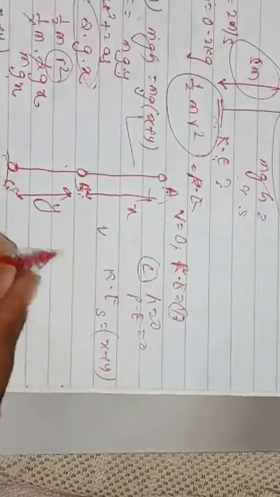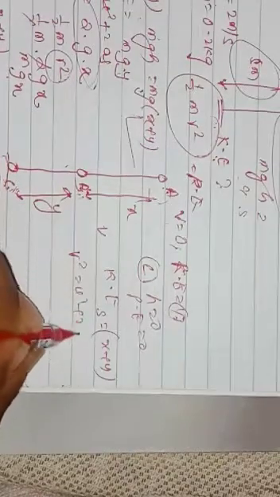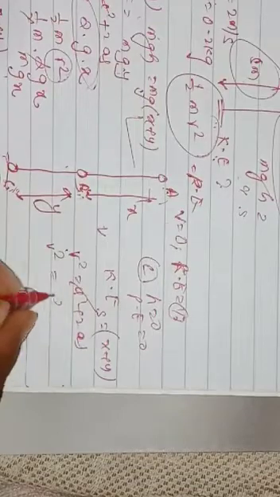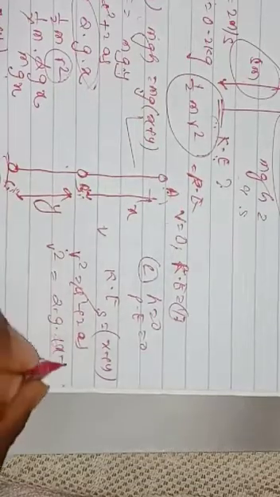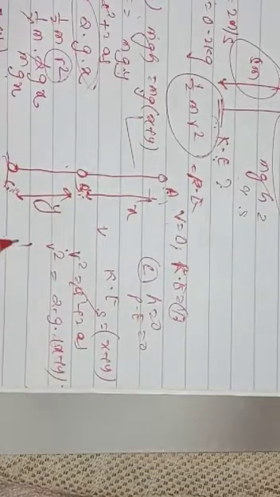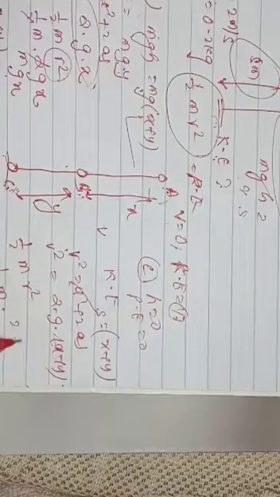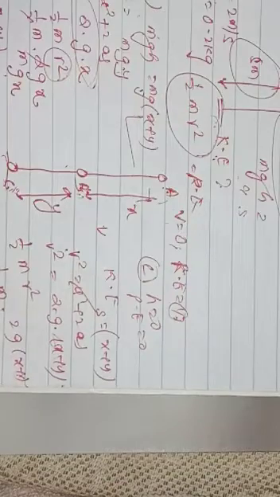So use the equation of motion: v squared equals u squared plus 2as. Let the velocity be v. The initial velocity is 0, so v squared equals 2 into g into s, which is x plus y. So what is the kinetic energy, guys? Half into m into v squared, which is half into m into 2g into x plus y. The 2s cancel, so it is mg into x plus y.